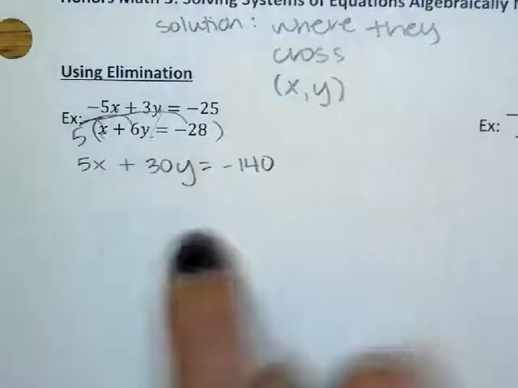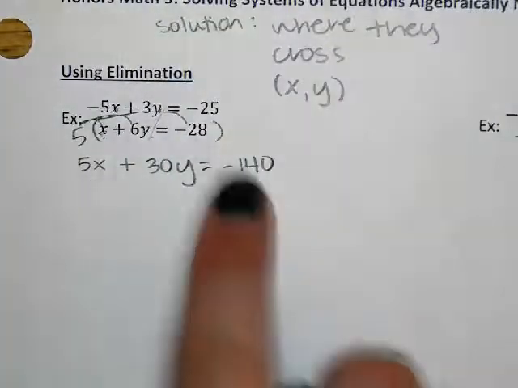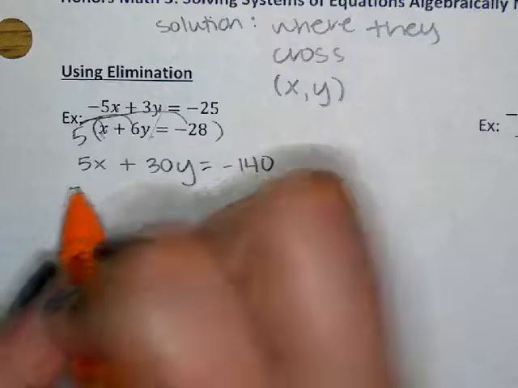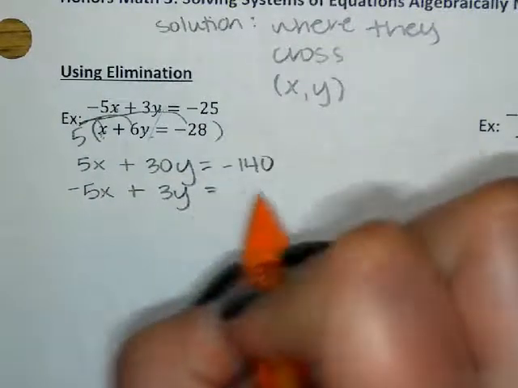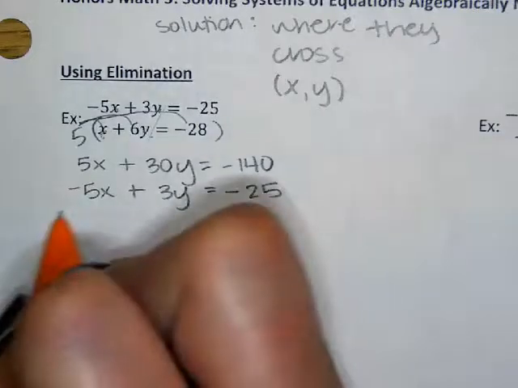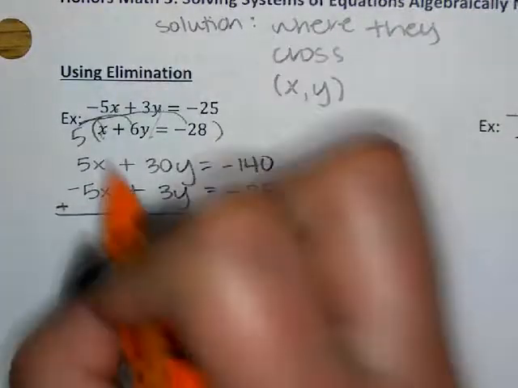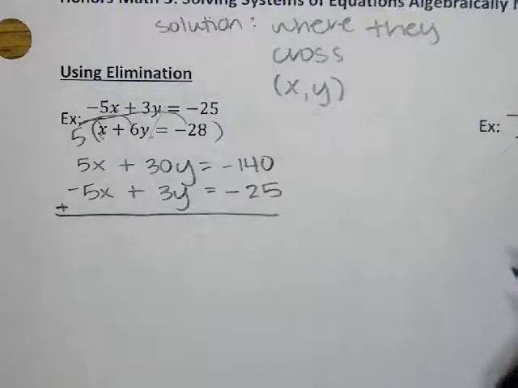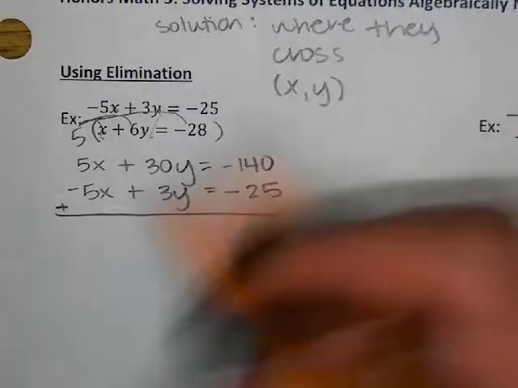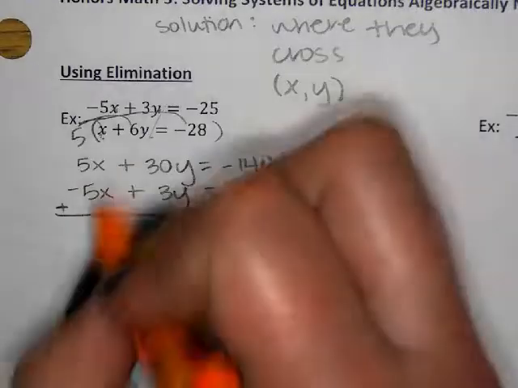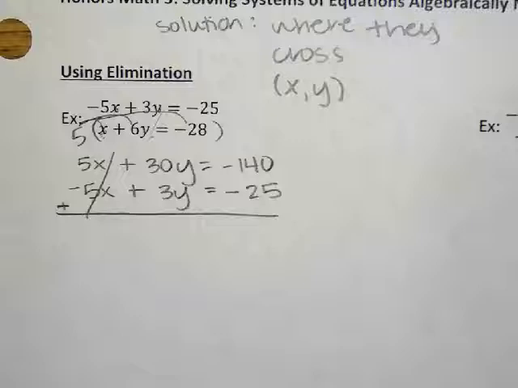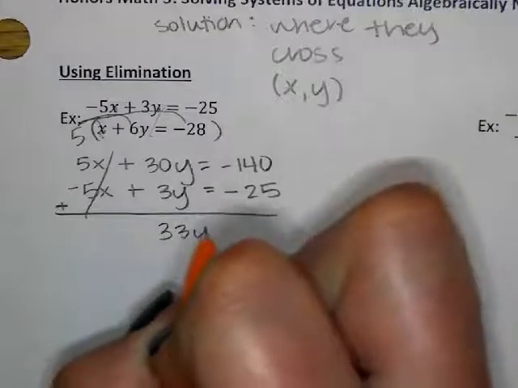Now I'm going to take the other one and line it up right underneath. -5x + 3y = -25. And I'm going to draw a line and just add straight down for all of those. Does this ring a bell? You guys remembering this? Okay. So +5x and -5x, they zero out, they're gone. 30y and 3y, 33y. And then we have 140 negatives and 25 negatives.